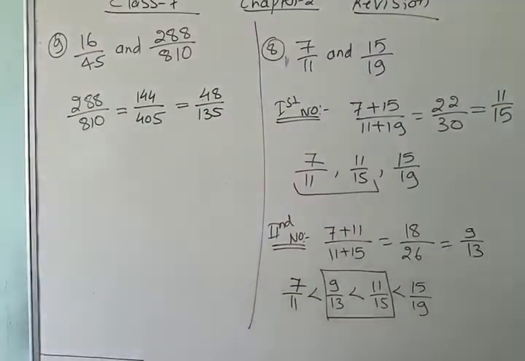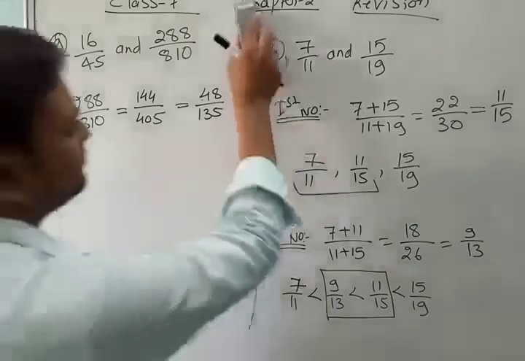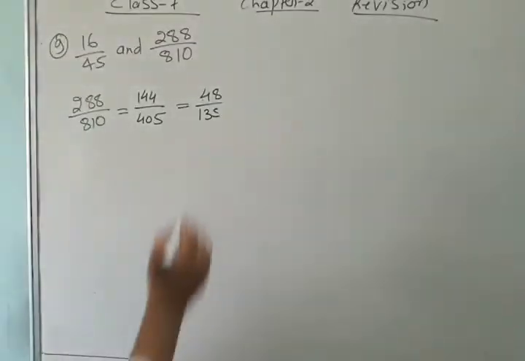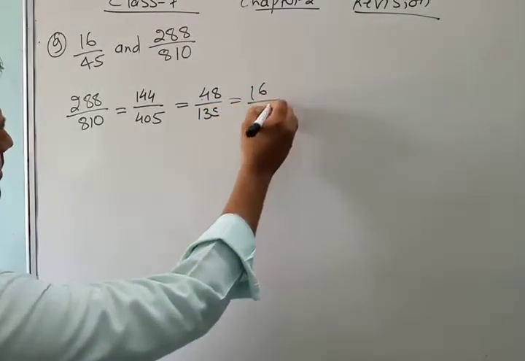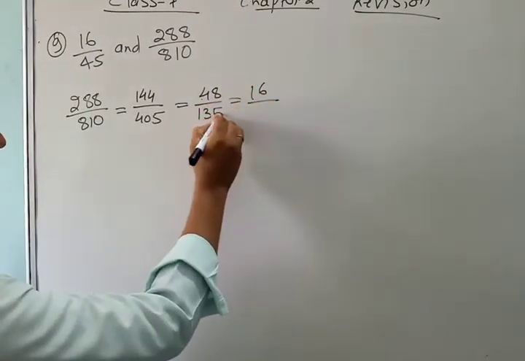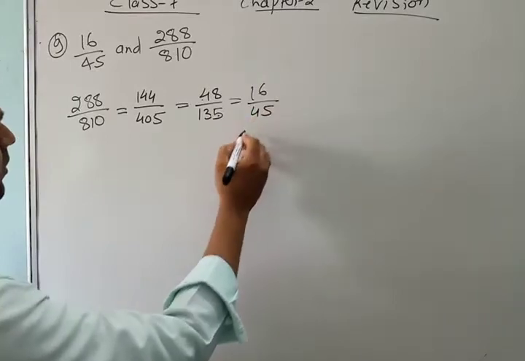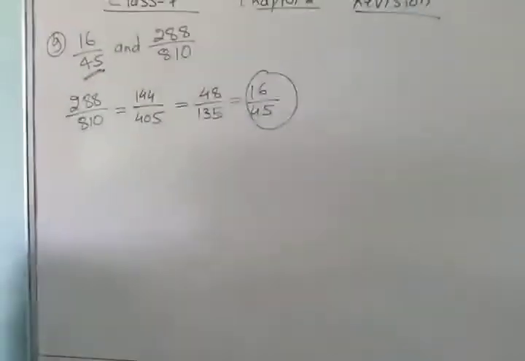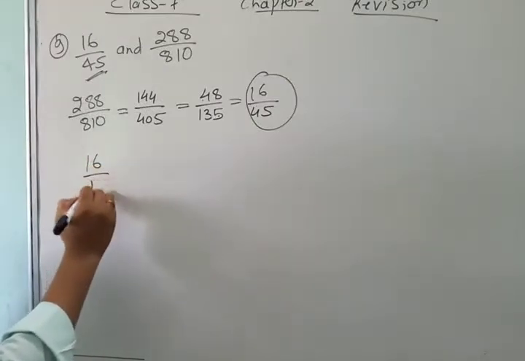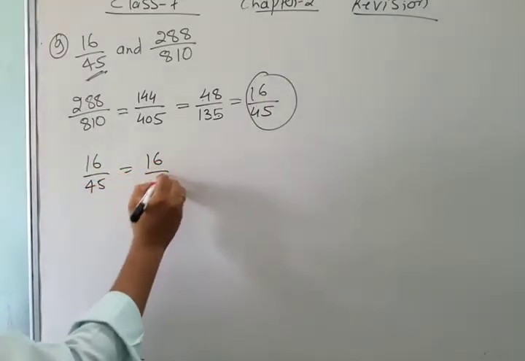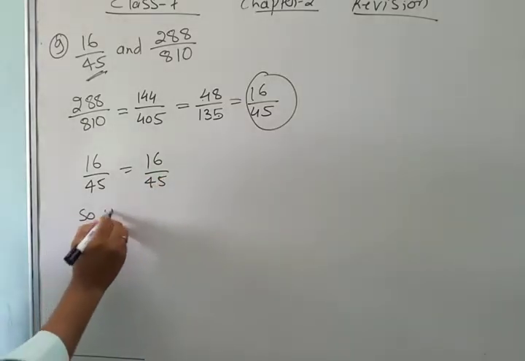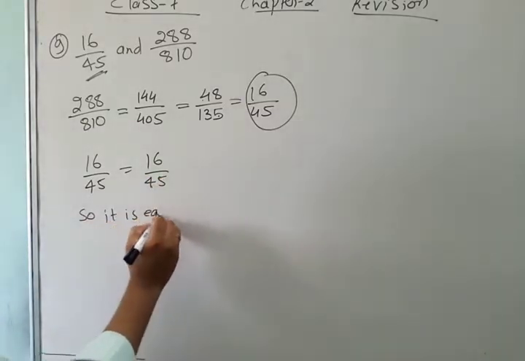Again divide 48 and 135 by 3. So 48 is divisible by 3, it will become 16, and 135 is divisible by 3, it will become 45. So it is also 16 upon 45. So we can write 16 upon 45 is equal to 16 upon 45. So it is equivalent, or it is equal.